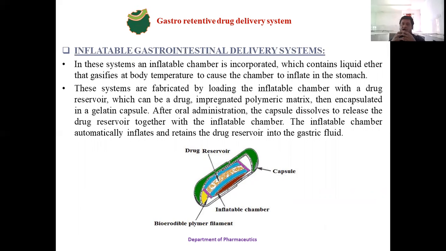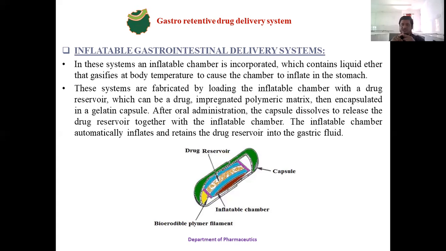So how is it possible? It is possible by formulating a particular system using liquid ether, or a particular liquid which will gasify at body temperature, and that type of liquid is packed in a particular chamber. So how do you formulate it? We prepare a small chamber. That chamber is normally prepared from bioerodible polymers.